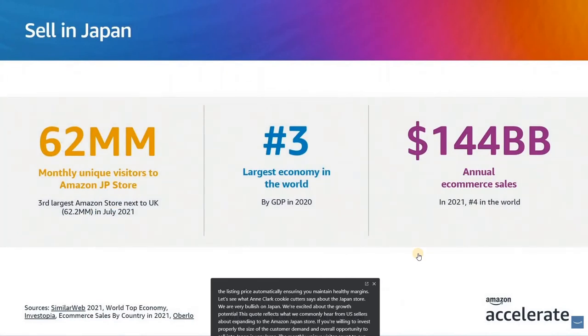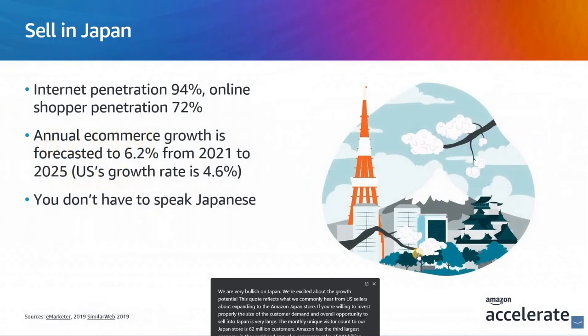Japan has the third largest economy in the world and annual e-commerce sales of $144 billion. You should want to be part of the world's third largest economy. Japan has a population of 127 million people, and 72% of Japanese shoppers make purchases online. This makes Amazon Japan a perfect store to grow your reach. Launched in the year 2000, Amazon Japan has 21 years of success. We've earned customers' trust there by offering solid operations and customer service, and it's still growing.